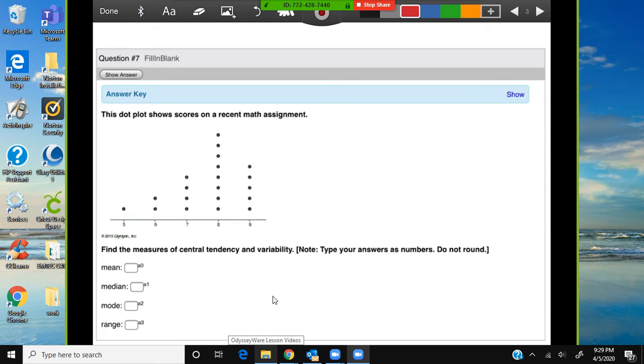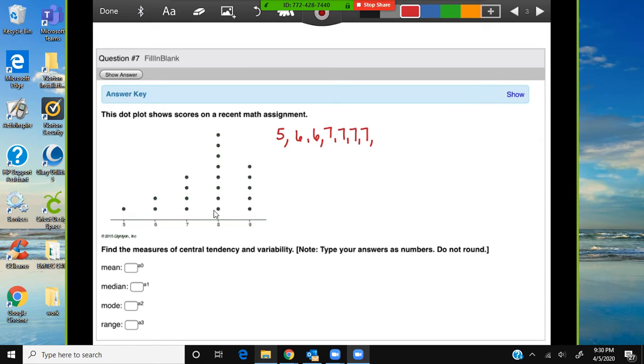Now, before we find all of those, we need to keep in mind that each dot represents a score. So we're not looking at the frequency of each category. We're going to list them out so that it's better to see. So what this means is that we have one score of 5. We have 2 scores of 6, so that means I'm going to write 6 2 times. We have 4 scores of 7.